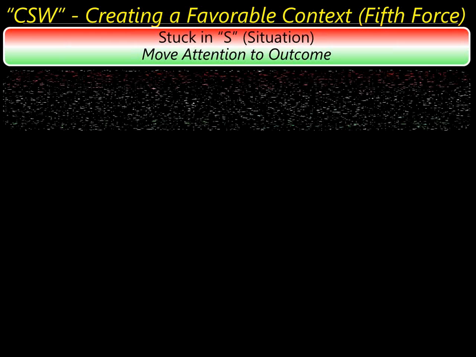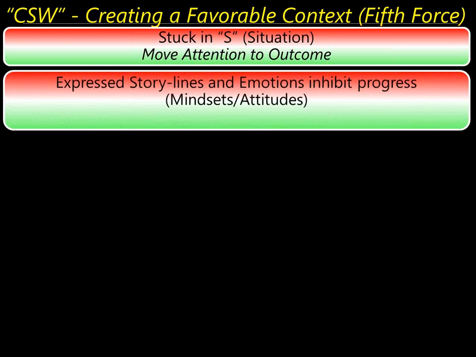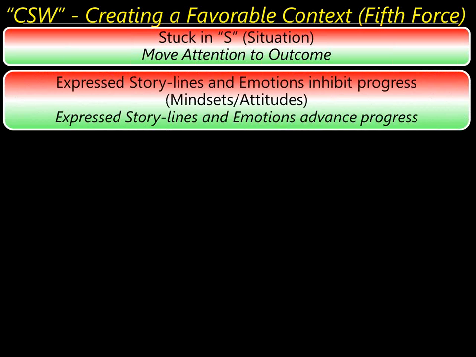So how does this work? Well, we start by writing down the situation. That's an elephant. And then we ask, what is the outcome you want? So we're moving attention. We identify the storylines and emotions because we're setting up the mindsets and attitudes. Remember, mindset/attitude is the foundation for action. And then we get storylines that advance progress and emotions.